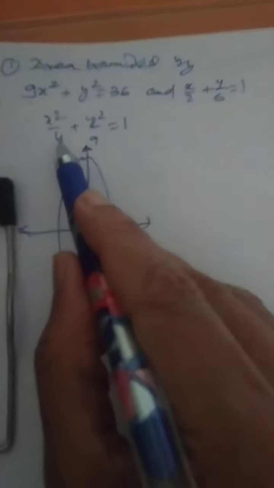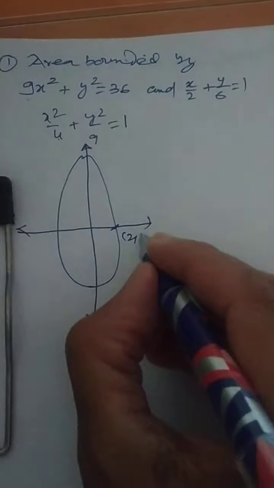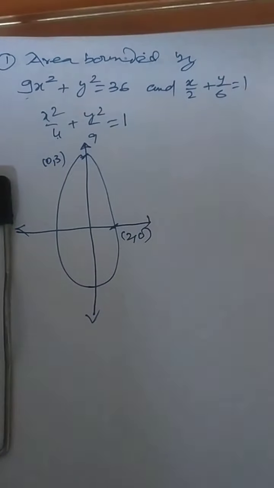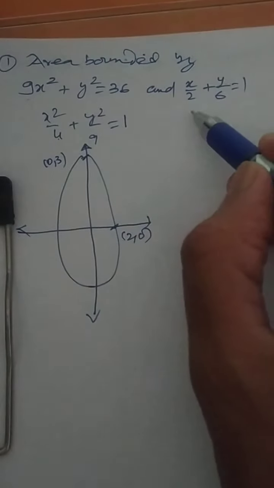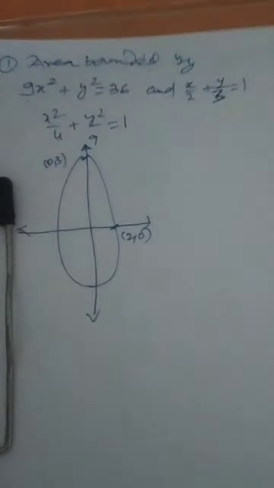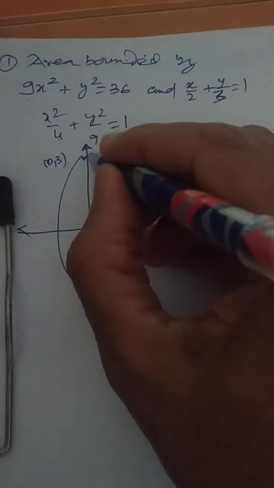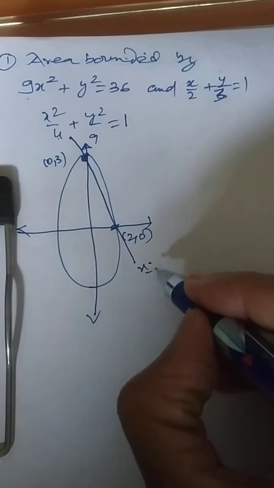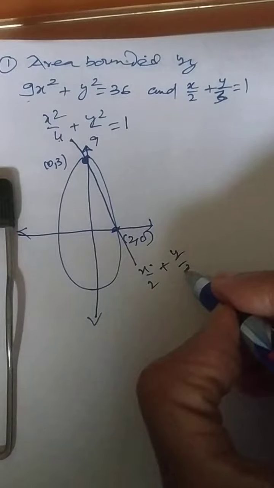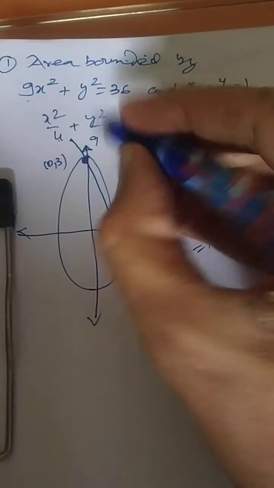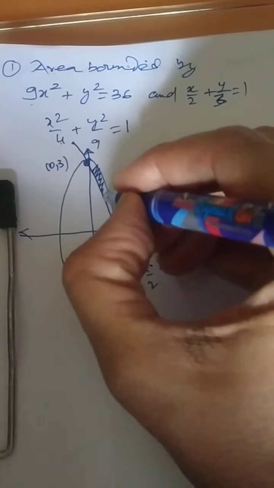Now you know if this x intercept is here, this is nothing but 2 comma 0. This point over here will be 0 comma 3. The ellipse we have drawn. Now x by 2 and here it is y by 3. Now there is a line which is passing with x intercept 2 and y intercept 3. So it is x by 2 plus y by 3 is equal to 1. So the question is asking for the area bounded between these. This is the area.